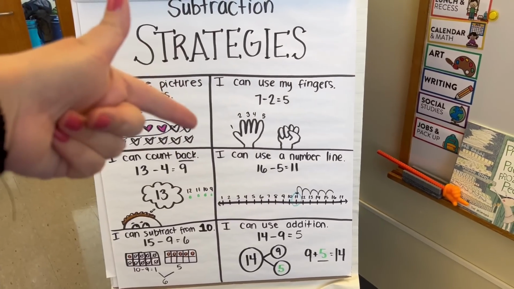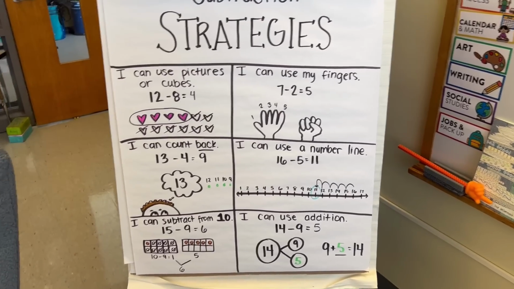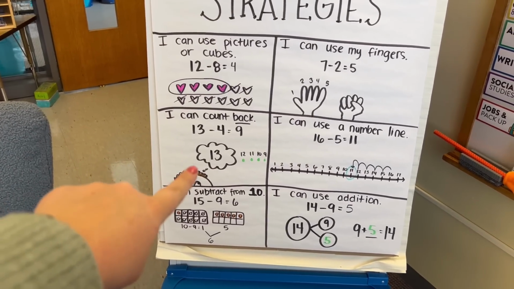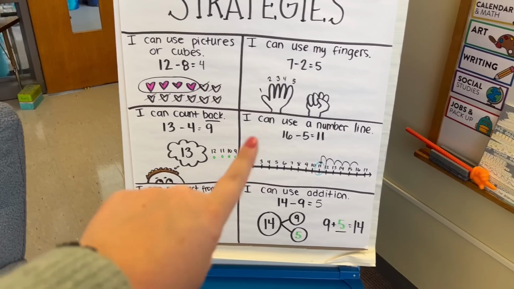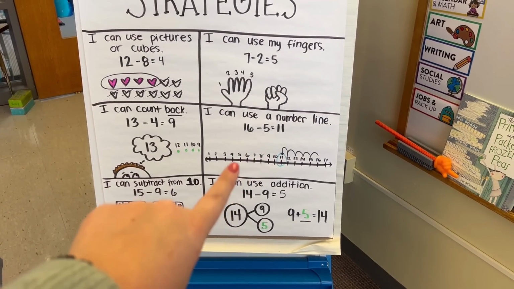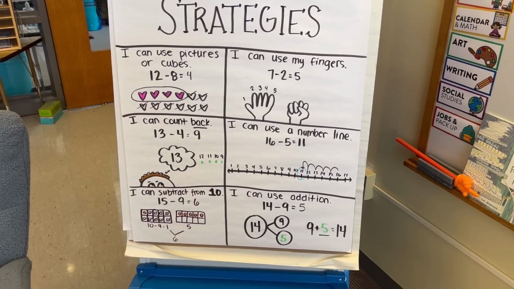But I also talk about how we can use our fingers to help us count back and use these other strategies as well. So I do keep that up there. I can count back. So we put the bigger number in our head. We count backwards. Using a number line is the one I added here because my students tend to use a number line a lot more often with subtraction than they do with addition.